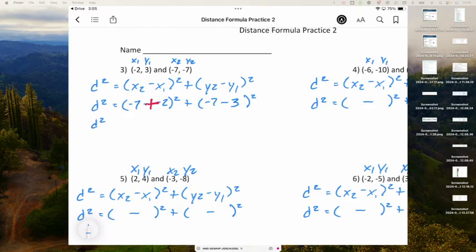So d squared is equal to negative 7 plus 2, negative 5. Plus negative 7 minus 3 is negative 10. So d squared is equal to 25 plus 100. D squared is 125. Square root both sides. I'm going to have to put my answer off to the right because of space here. If it helps you to do the work here in a notebook instead of on the page, that's great to do that. I get 11.18.